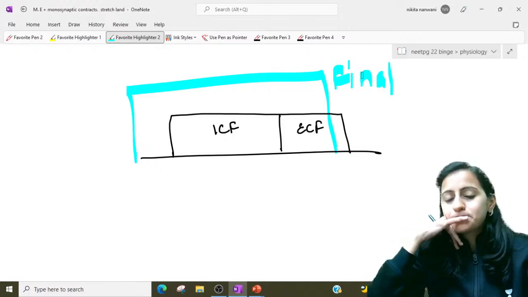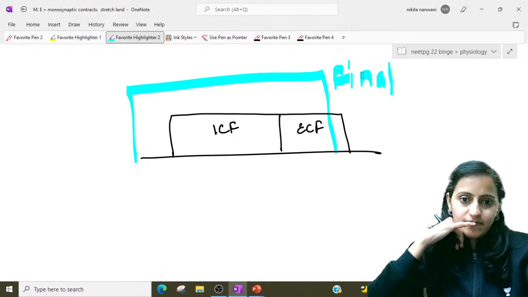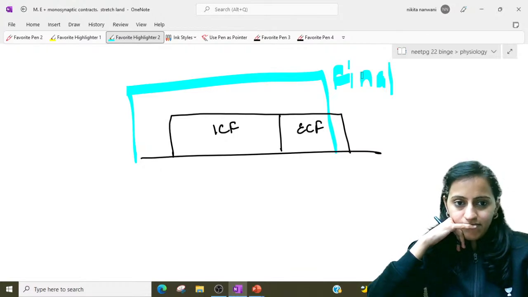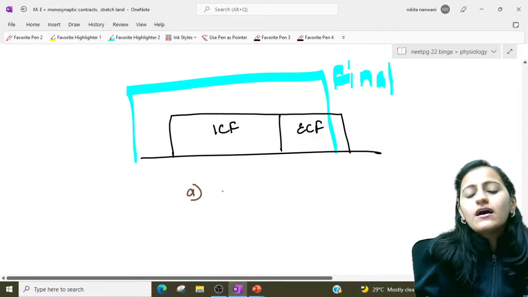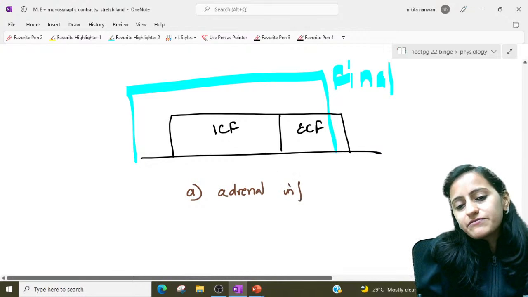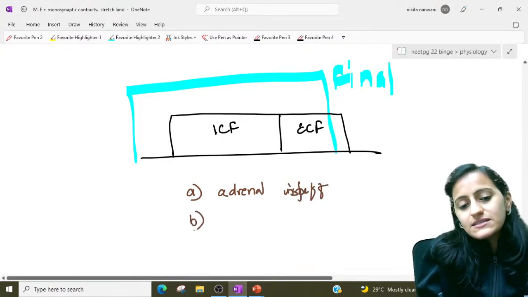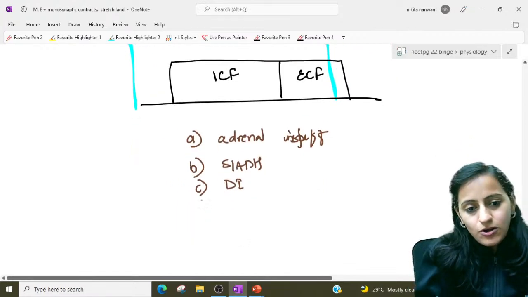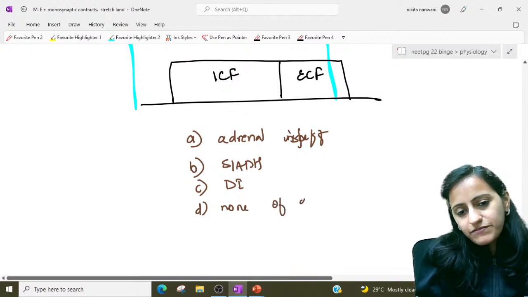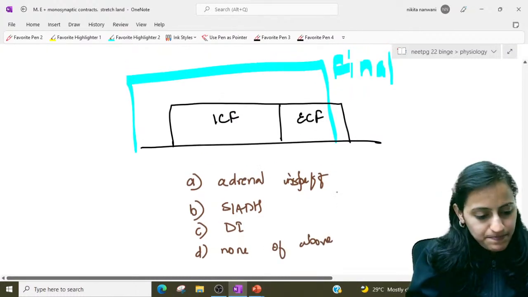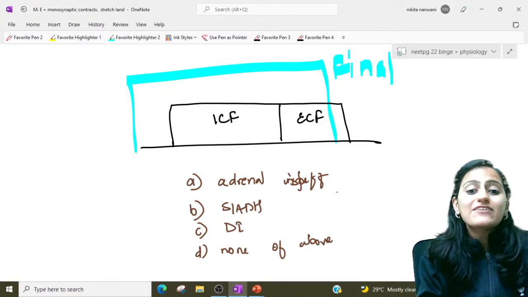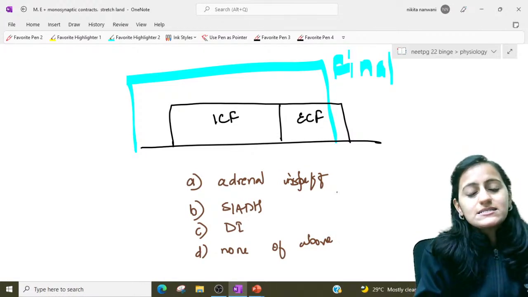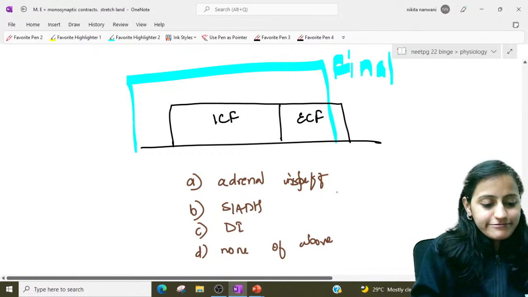Where will you see this diagram? Let me give you the options for this. Will you see this with adrenal insufficiency? Will you see this with SIADH? Will you see this with diabetes insipidus? Or is the answer none of the above? Where will you see this diagram?